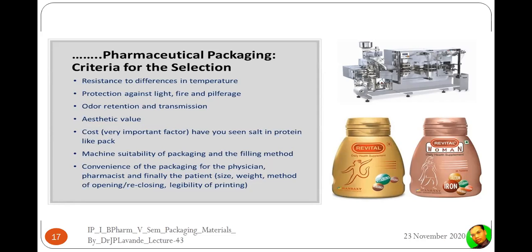Machine suitability of the packaging and the filling method: the speed, the method, and the material should suit that with precision. Then convenience of the packaging for the physician, pharmacist, and finally the patient, such as the number of tablets. As you can see, in the case of the anti-malarial product chloroquine, it is packed in a pack of 5 tablets. But if you see the paracetamol tablet, you will find it in the form of 10 tablets in a strip.